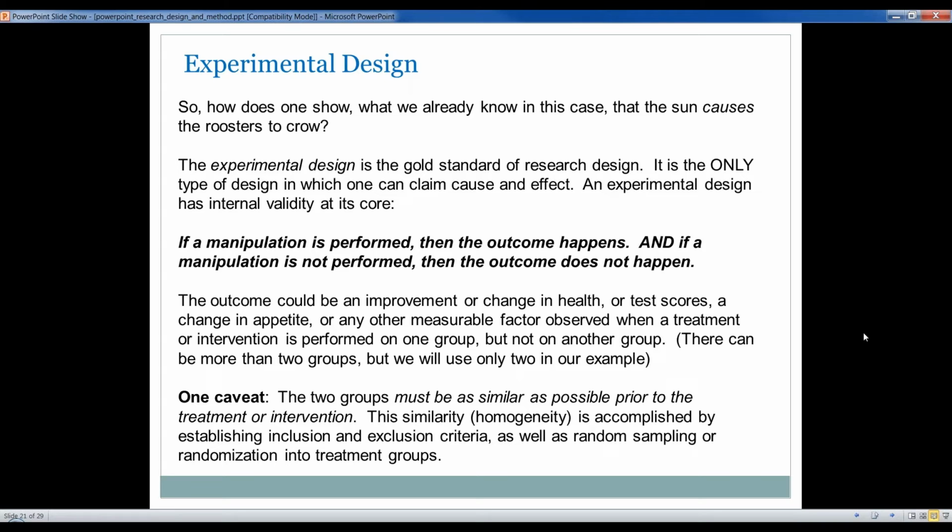As I'm saying here, the outcome could be an improvement in health, could be test scores, could be a change in appetite, any other measurable factor observed when a treatment or intervention is performed on one group but not on the other group. There can be more than two groups, but we're only going to use two in our example. One caveat is that the two groups must be as similar as possible prior to the treatment or intervention, and that's why we do the random sampling. That helps to even the playing field for everybody into two groups. And again, randomization is maybe something for another webinar. We can talk a little bit more about it.